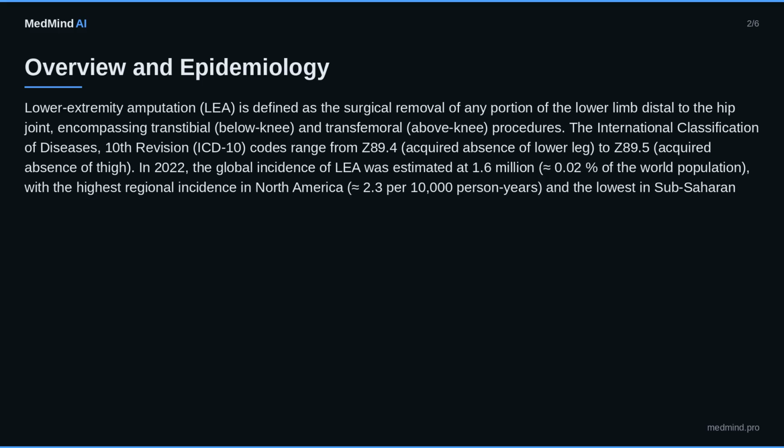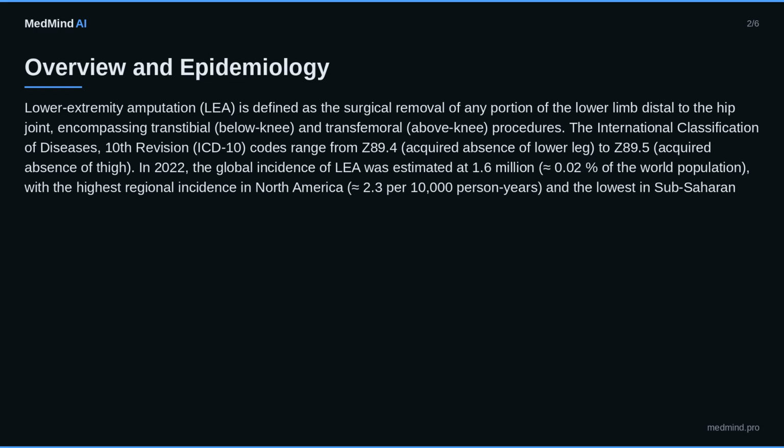absence of thigh. In 2022, the global incidence of LEA was estimated at 1.6 million, approximately 0.02% of the world population, with the highest regional incidence in North America, approximately 2.3 per 10,000 person-years, and the lowest in sub-Saharan Africa, approximately 0.5 per 10,000 person-years, World Health Organization, 2023.